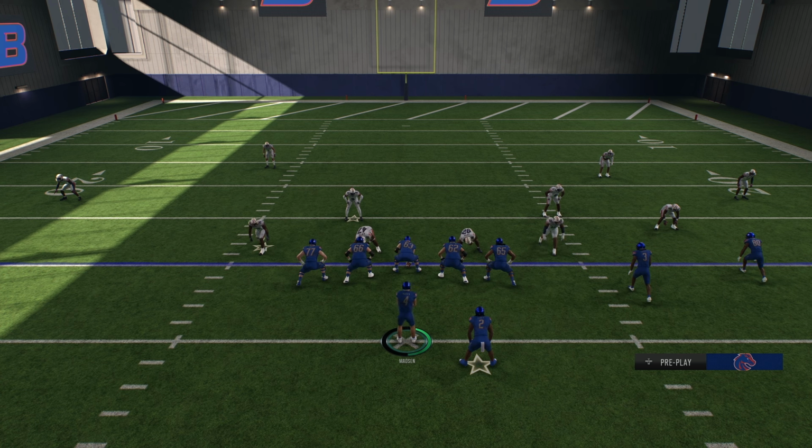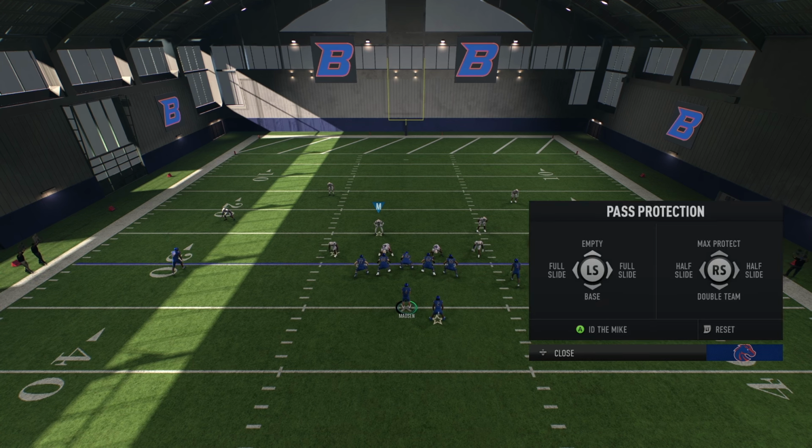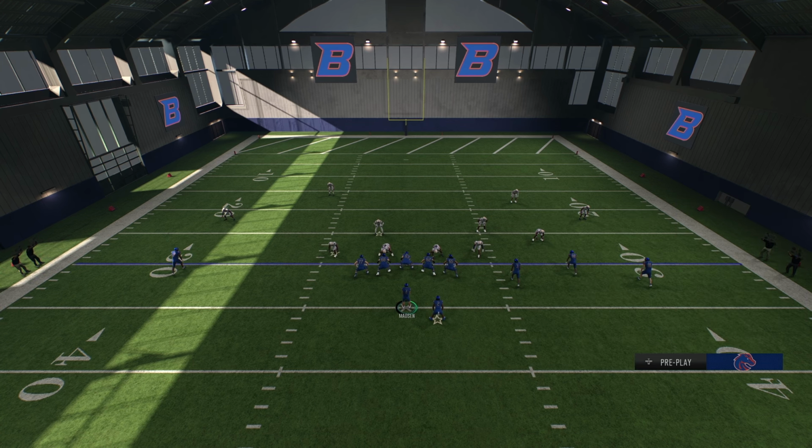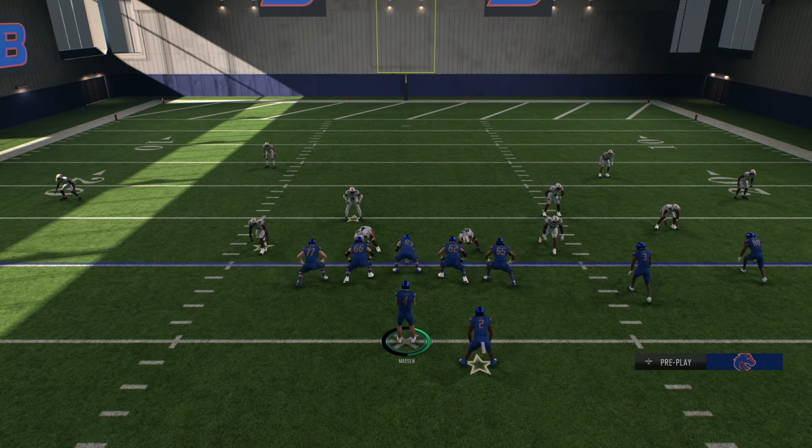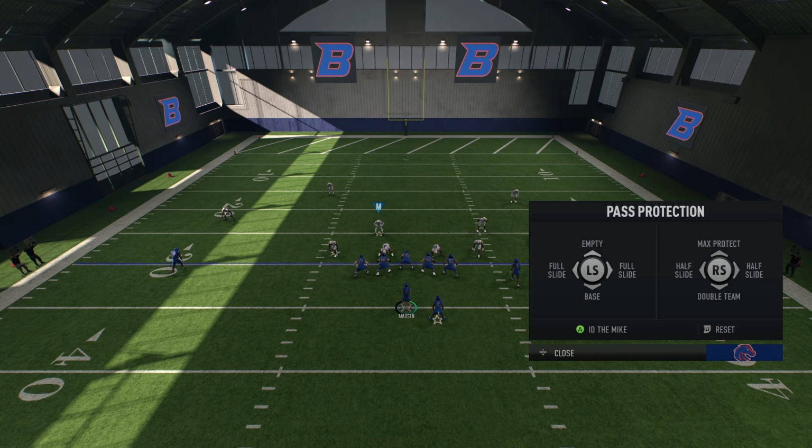Identifying the Mike linebacker. To be honest, I didn't really even know what the Mike linebacker was or what they did, but after watching a few videos on YouTube, I want to bring this to everyone else's attention who might not have any idea what the Mike linebacker is. So, to my understanding, the Mike linebacker helps give your offensive line an idea of where the center of the defense is.